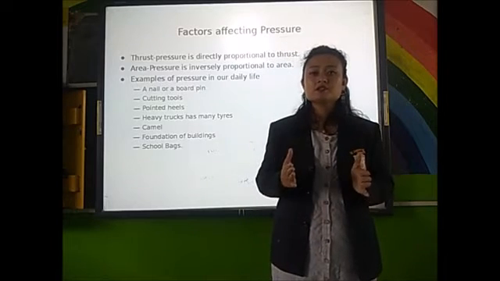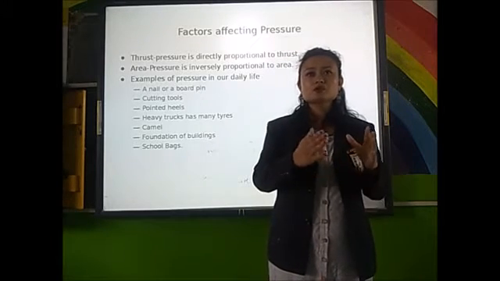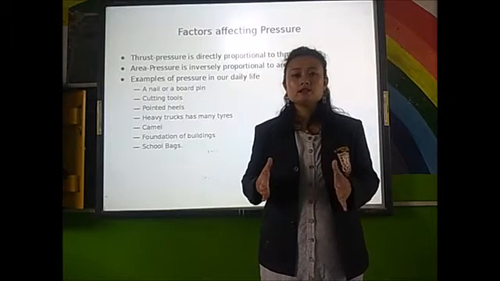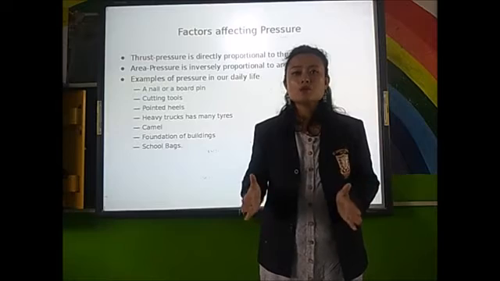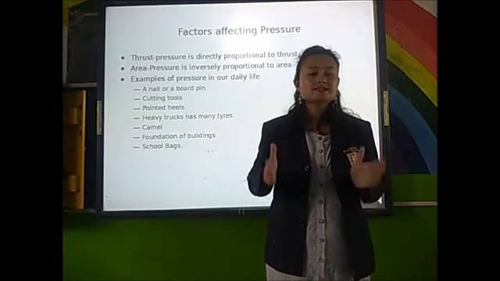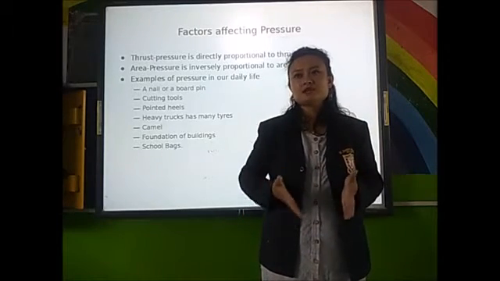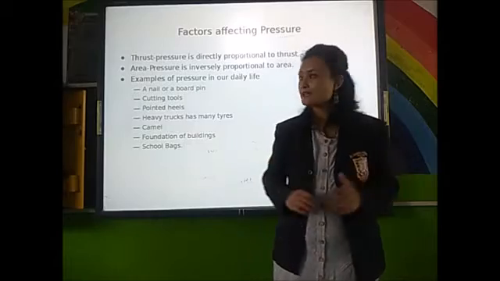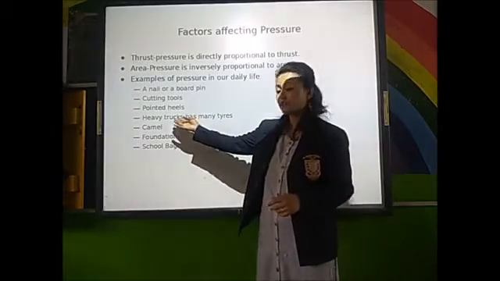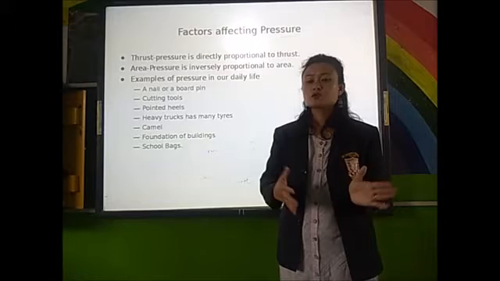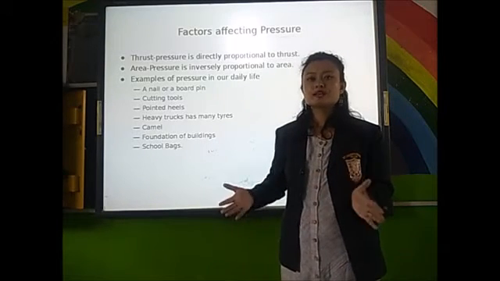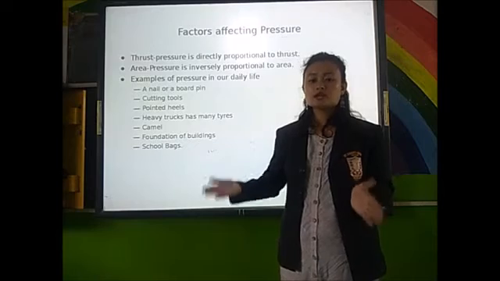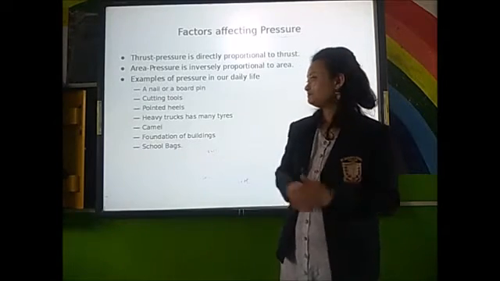Okay, if the area of contact is less, that means if they are using only 4 tires, then what will happen is the pressure of the truck on the ground will be more and the road will be easily damaged, or the truck might not be able to run smoothly. That's why heavy trucks have many tires, 6 to 8 tires. And why do they have 6 to 8 tires? To increase the area of contact so that the pressure would be less.